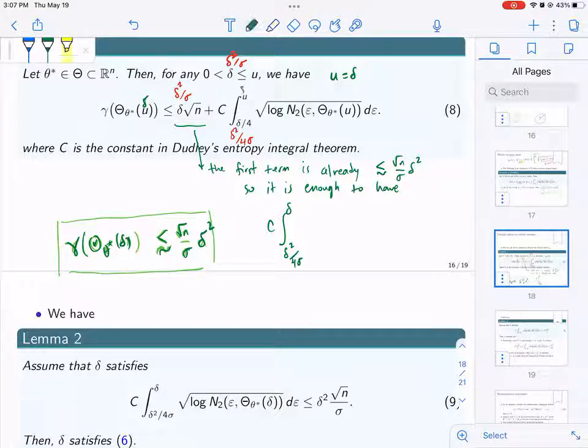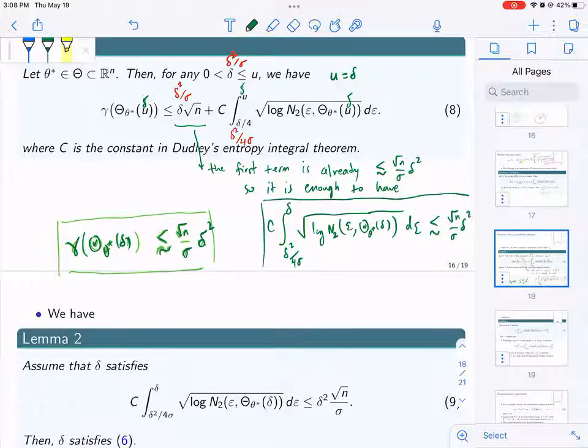Sorry, should be delta. Root log N of epsilon, theta star, delta, d epsilon, less than or equal to root n sigma delta squared. So that's the alternative equation that you can solve instead of the critical inequality. The way that we worked it out, this piece is already controlled. We set things up so that this is already of this order. So I just need to make sure that delta is satisfying this part. Okay, so that would be the critical inequality in terms of the metric entropy.